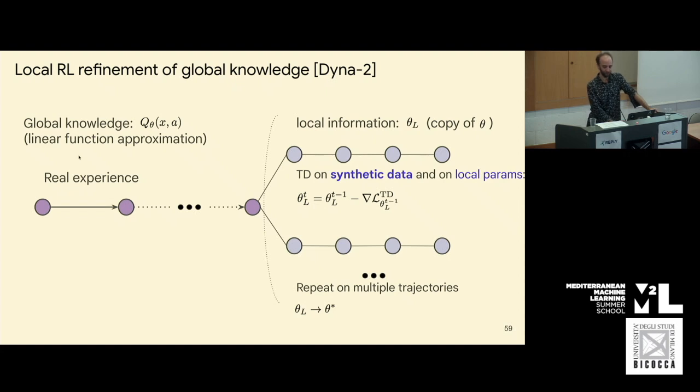Dyna2 is very similar. Global knowledge is a Q function. Local information is theta L, a copy of theta. And then we do TD on synthetic data on the local parameters, and I repeat on multiple trajectories, same idea. So you see all these algorithms that look very different if you read the paper, they have fundamentally the same underpinnings that tie them together.